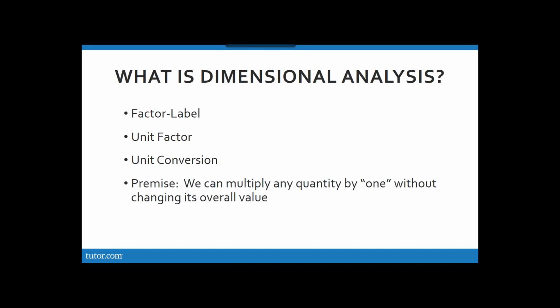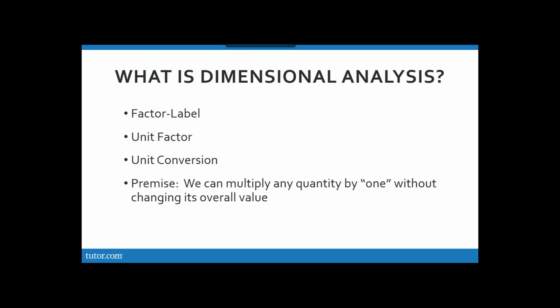So let's jump right in. What is dimensional analysis? You may know it by different names, and Susan gave us some of these names: the factor label method, the unit factor method, the unit conversion method. Essentially, it's a way to convert quantities from one unit to another unit. It's based on the multiplicative identity of 1, which basically says that I can multiply any quantity by the number 1, and that quantity won't change in value.